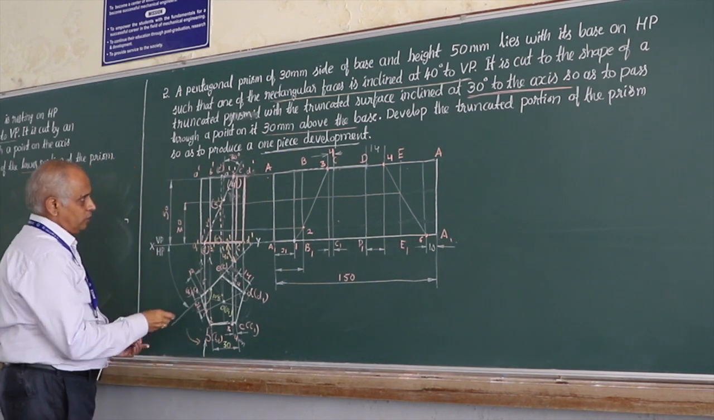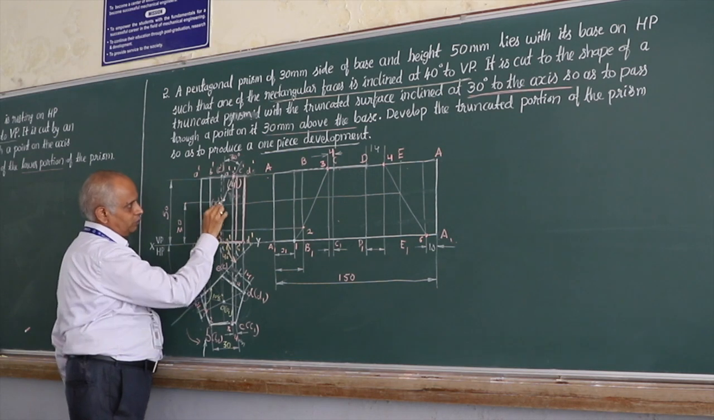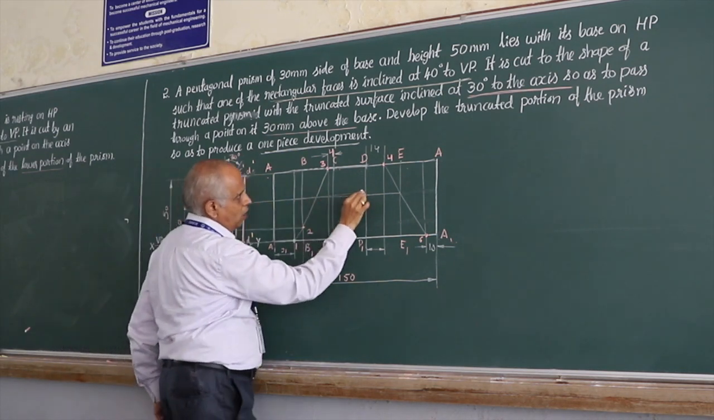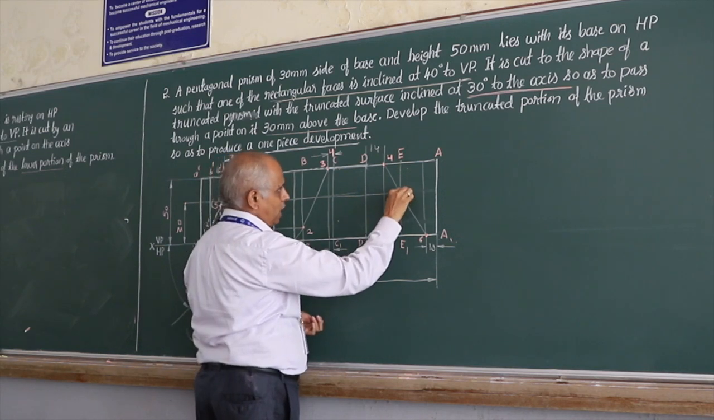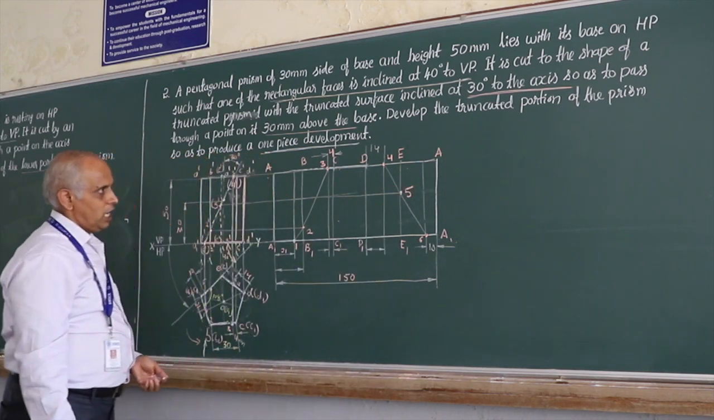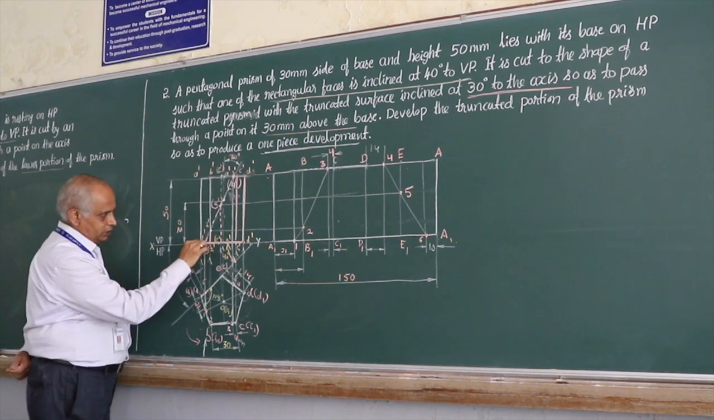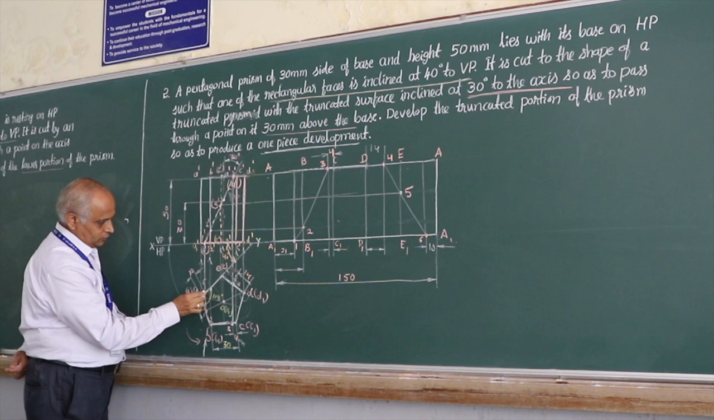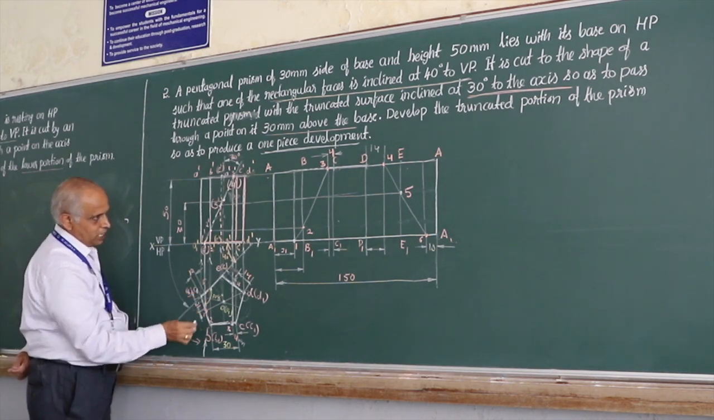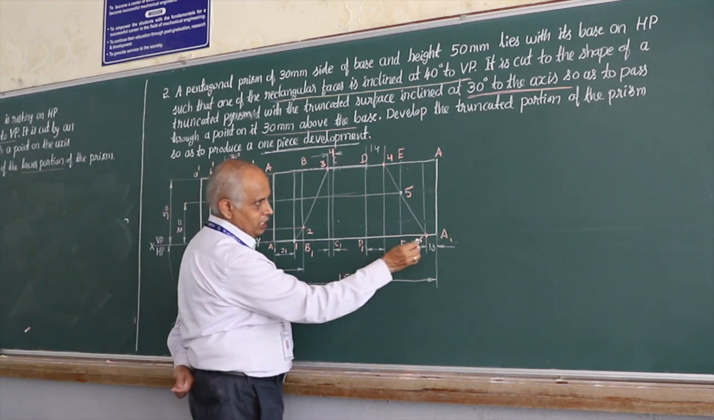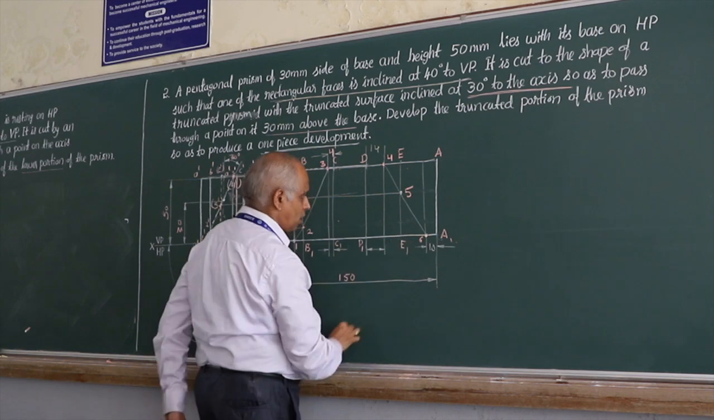Then come to section point 5. It is on the vertical edge E1, which is invisible here. Project it onto this vertical edge E1. You get section point 5. And thus we have located all the points. Of course, I explained earlier that 6 is here. It is between A1, E1 at the bottom, 10 mm from A1. I have located 6 already.